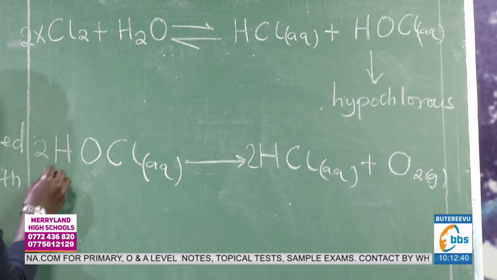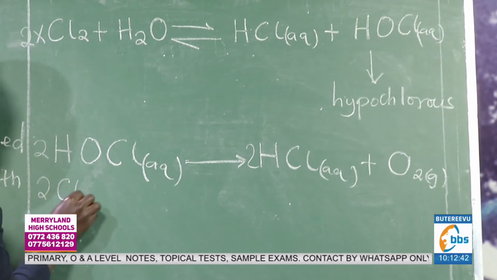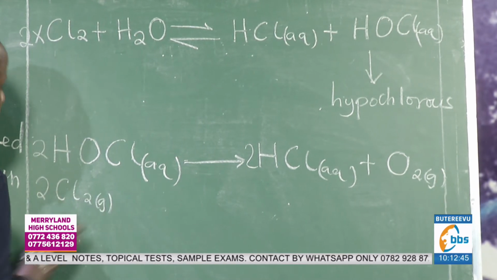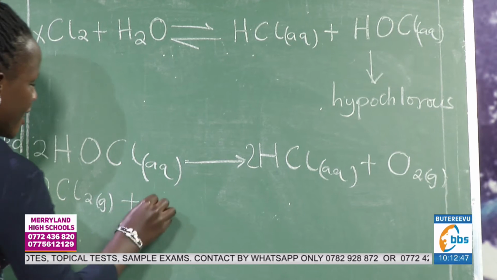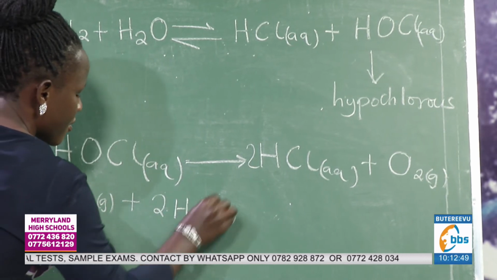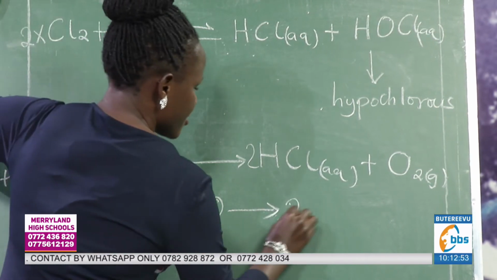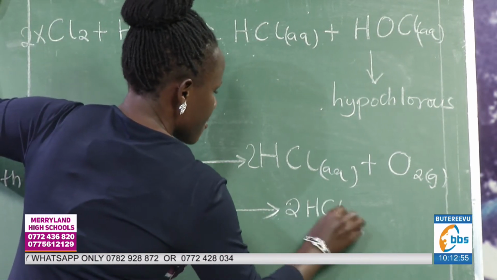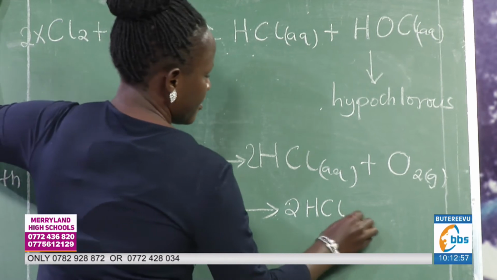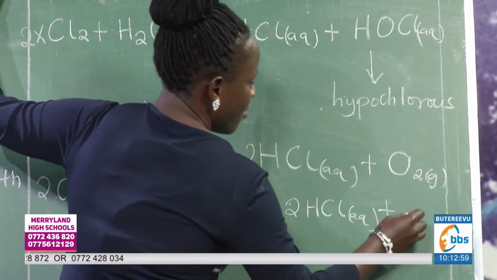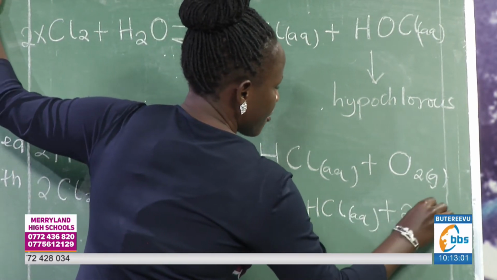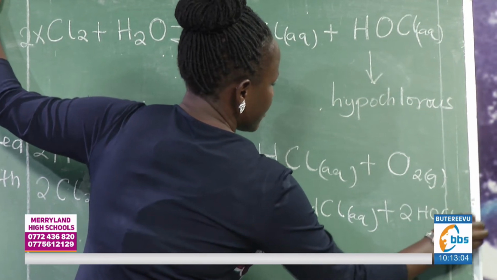Now you have 2 moles of chlorine gas plus 2 moles of water to give us 2 moles of HCl plus 2 moles of hypochlorous acid.